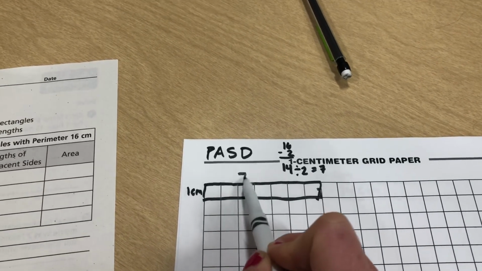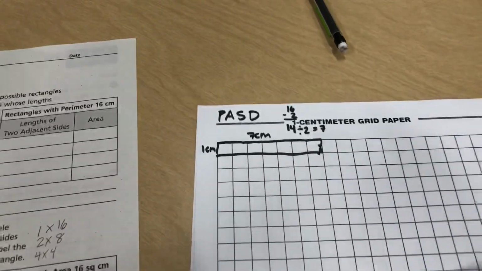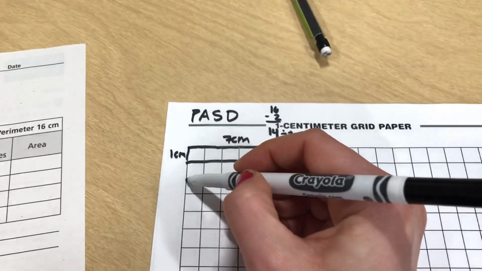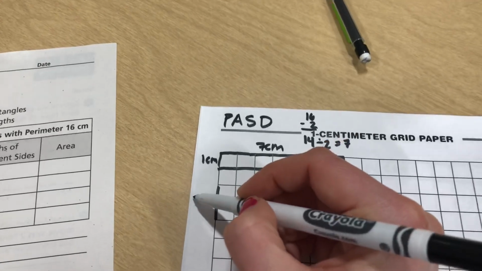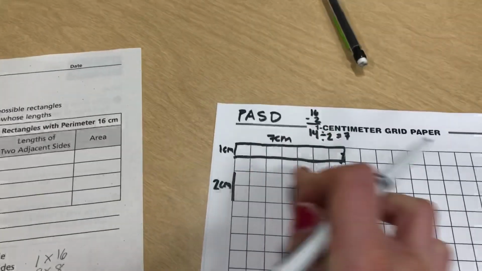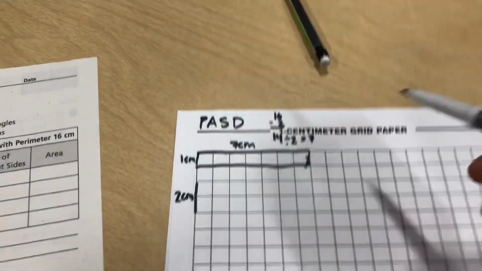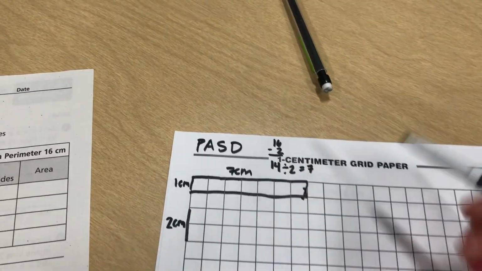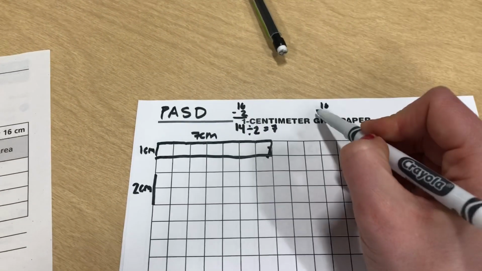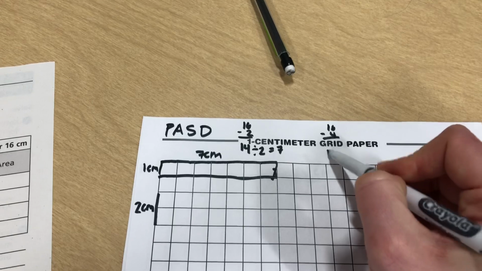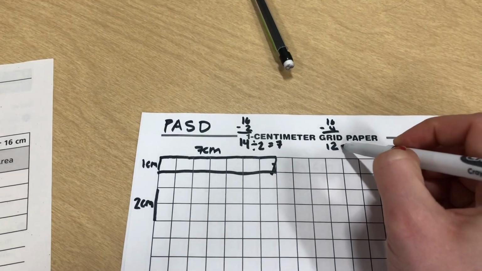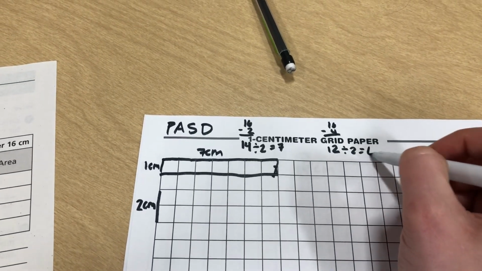Okay, and then I would move on to, let's try the short end having 2 centimeters. And let's figure out what the other length would be. They could do it again. So 2 plus 2 is 4. 16 is the perimeter, minus 4 is 12. 12 divided by 2 equals 6.